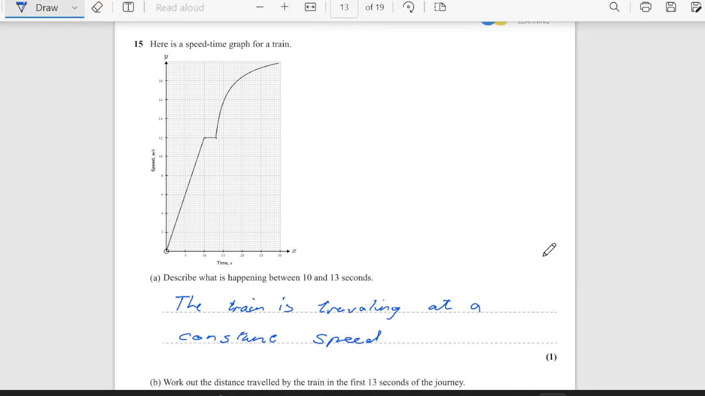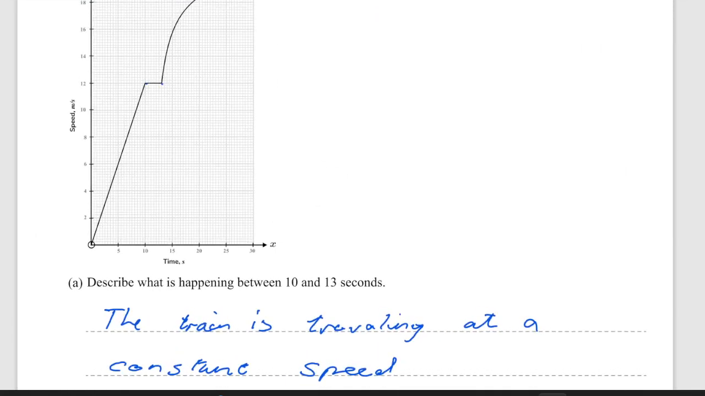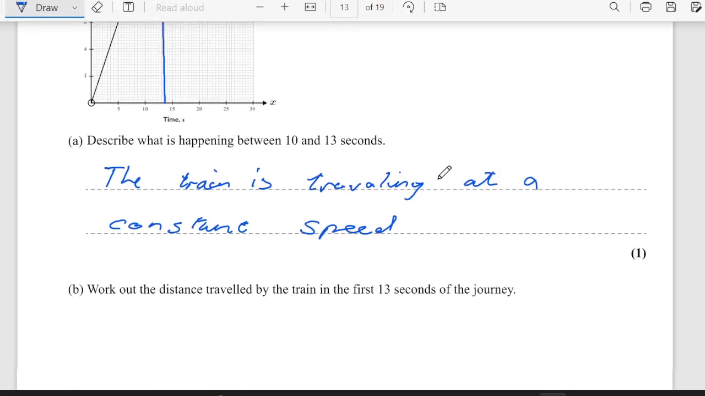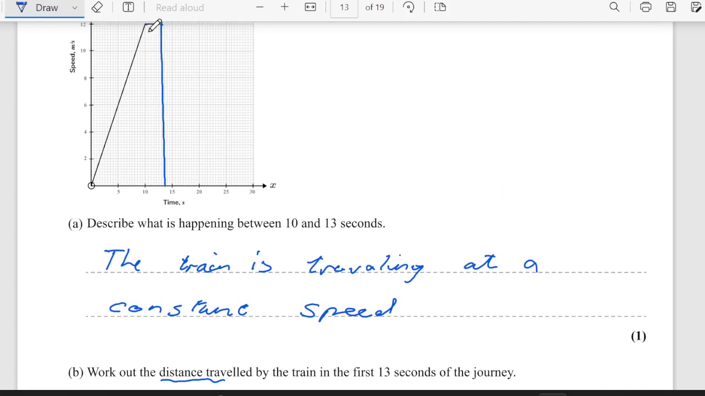Work out the distance travelled by the train in the first 13 seconds. So 13 seconds would take us to, let me grab my ruler. So we want to work out the area of that. We could treat it as a trapezium, or as a triangle and a rectangle. I'm going to treat it as a trapezium though. The distance travelled on a speed time graph is the area under the graph. So I'm working out the area of this shape, and it is a trapezium.